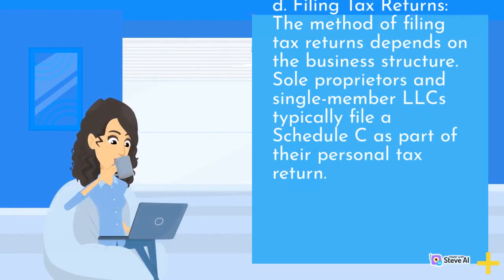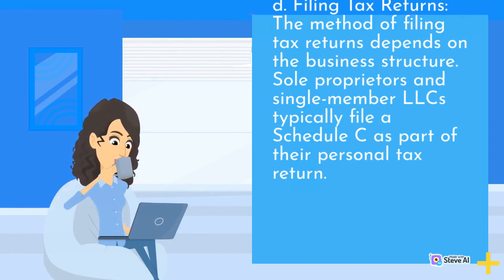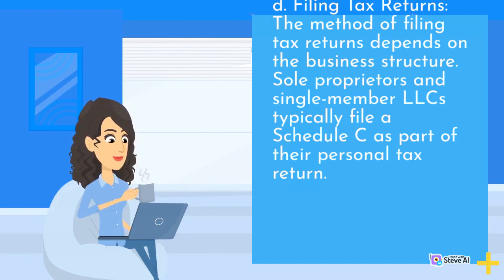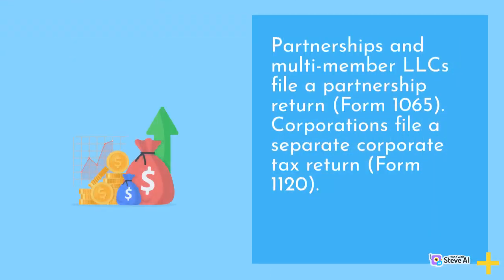D. Filing tax returns. The method of filing tax returns depends on the business structure. Sole proprietors and single-member LLCs typically file a Schedule C as part of their personal tax return. Partnerships and multi-member LLCs file a partnership return, Form 1065. Corporations file a separate corporate tax return, Form 1120.